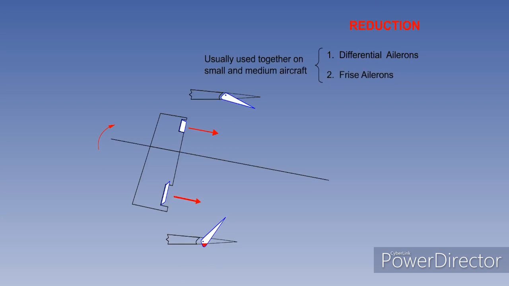The second method of adverse aileron yaw reduction we will look at is the frise aileron. The leading edge of the upgoing aileron projects below the wing, increasing the parasite drag. The downgoing aileron does not project into the airflow. It can be seen that frise ailerons also reduce the difference in drag. Frise ailerons are usually used together with differential ailerons on small and medium-sized aircraft.